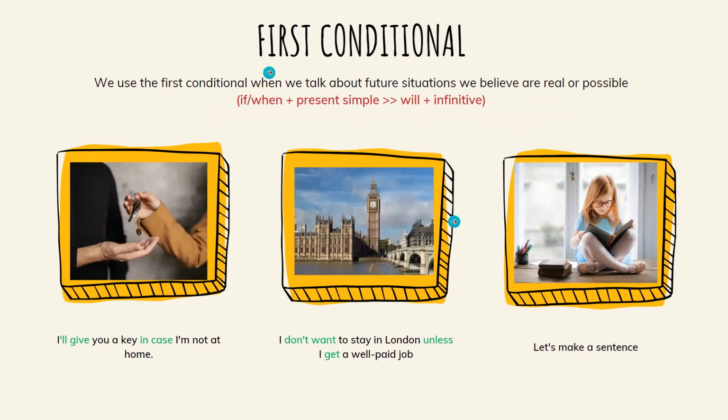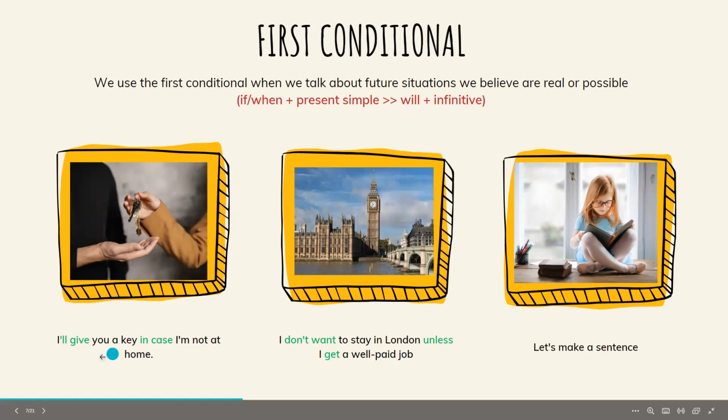So here we have first conditional. We use the first conditional when we talk about future situations we believe are real or possible. You see, that's the main difference between first and zero conditional. First conditional we use for the possible future actions, right? For possible future situations, but not for the actions that are generally true, or let's say for laws and rules, we don't use the first conditional. So let's look at the sample sentences.